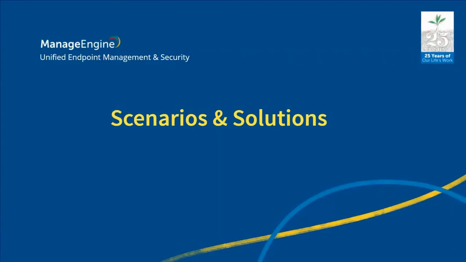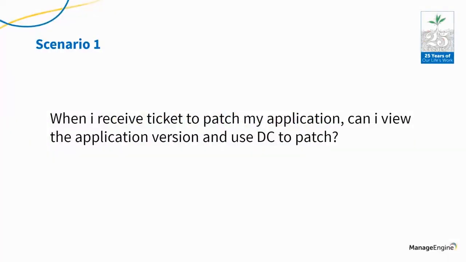Let's look at a few of the scenarios that we usually get and what the solution for that is. When I receive a help desk request to patch my application, can I view the application version and use DC to patch? Patch management is available in Desktop Central. So usually when you get a request to patch your machines, you would like to view the asset details and then go ahead and patch those machines on a specific time and date, right?